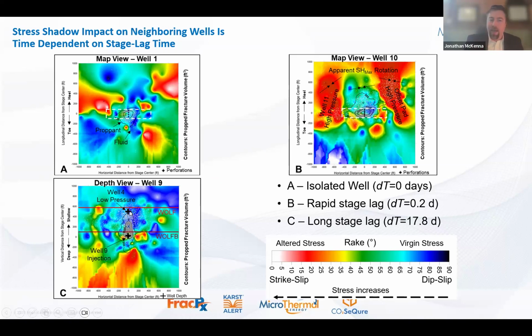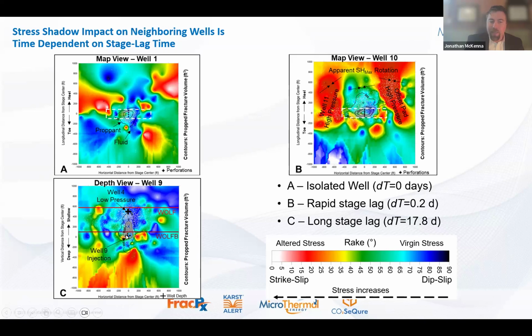And so you can take advantage of these stress shadow effects and sandwich your fluid and your proppant in between these two wells. And then another example, so this one's now a cross-sectional view, looking in depth view. We treat a shallow well here, and then go in and treat a deeper well after about 18 days. So this shallow well is treated. There is a stress shadow effect that was here. Now it has gone away because this deeper well was treated 18 days later.